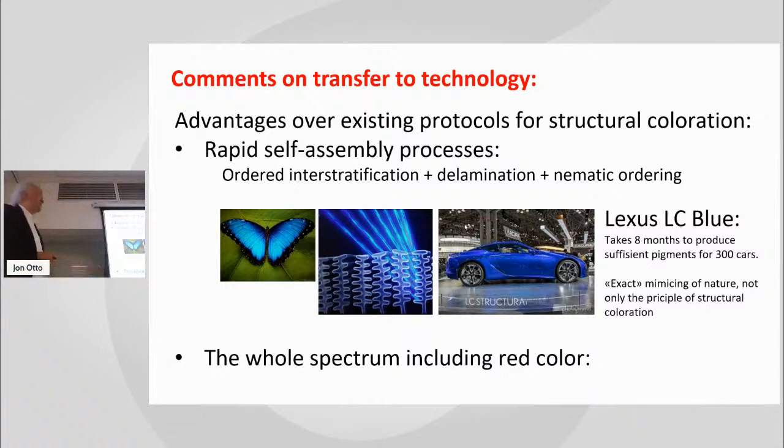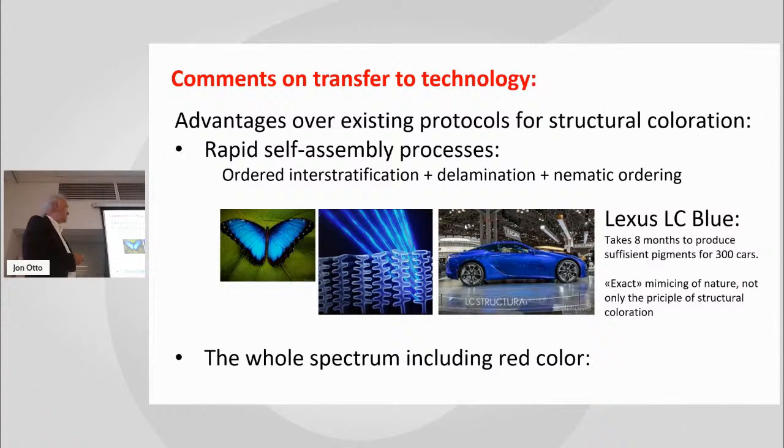So can one make technology out of this? What is the advantage that our system of making colors with clay has over other protocols for structural coloration? This is very rapid. Everything we do is self-assembly, which is very rapid. First, the osmotic intensification is a very rapid process. The delamination, where we cleave the thing into the sodium layers, is very, very fast. And the nematic ordering is very fast. It's a very fast process.